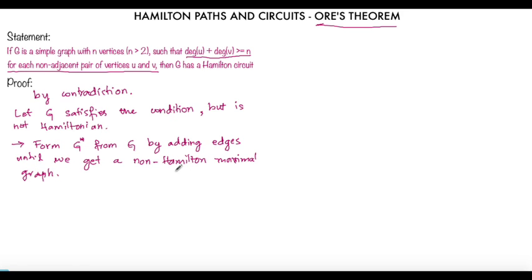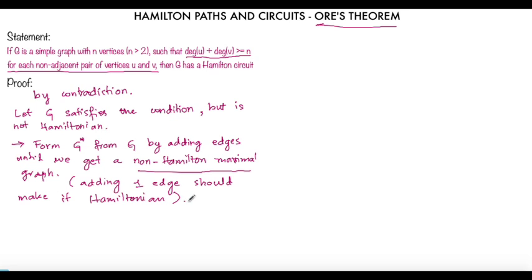So what is maximal? It should be a maximal non-Hamiltonian graph. It means that adding only one edge should make it Hamiltonian. So this means that if it does not have a Hamiltonian circuit, it should have a Hamiltonian path, because adding one edge should make it Hamiltonian.